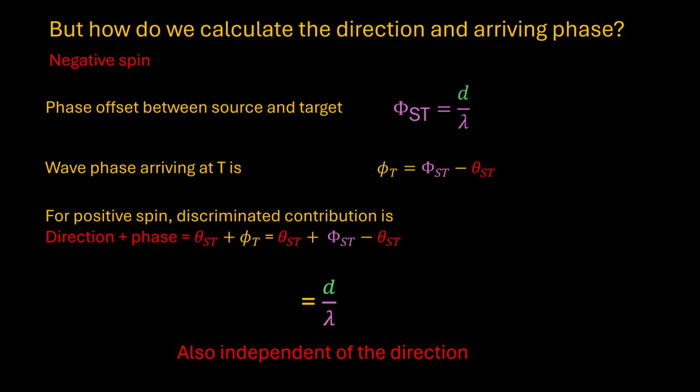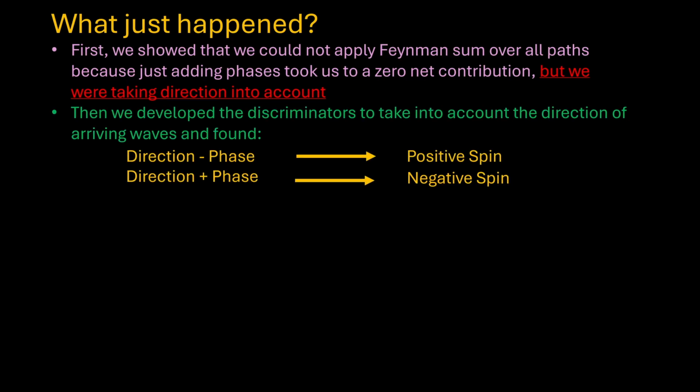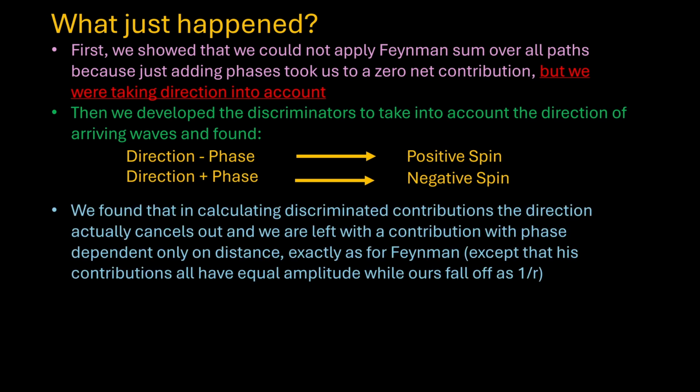Let's just recap what happened. First, we showed that the Feynman sum was not appropriate because it did not take direction into account. But note that in reaching this conclusion, we did take direction into account. Then we developed the form of the discriminators, which took the direction of spin into account. And when we applied them, we found that directional variations cancelled out, and we were left once again with what was essentially the Feynman sum.